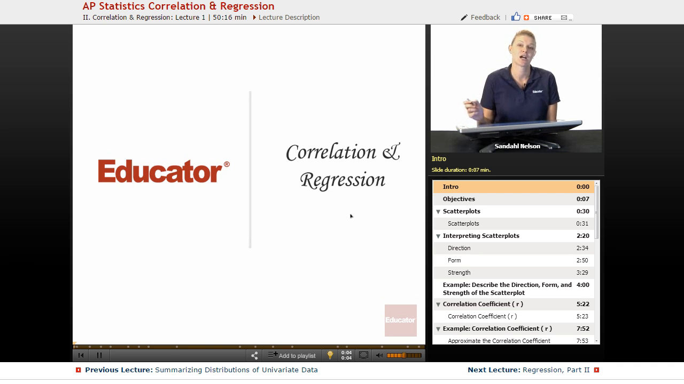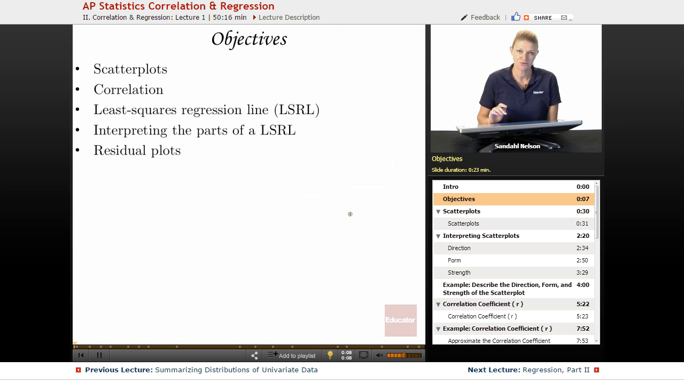In this lesson, we're going to talk about correlation and regression. So, an overview of what we'll talk about in this lesson. We'll go over scatter plots. We'll talk about correlation and some measures for actually saying how strong the correlation is. We'll talk about what a least squares regression line is and how to interpret the parts of it. And then lastly, we'll do some residual plots and talk about what they mean. And then, of course, we'll do lots of practice.